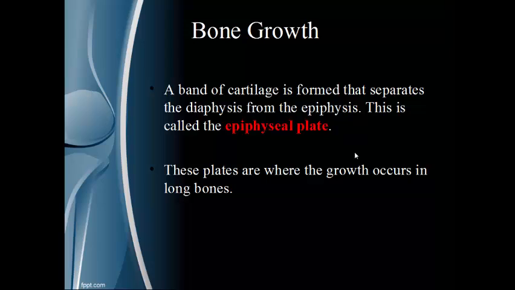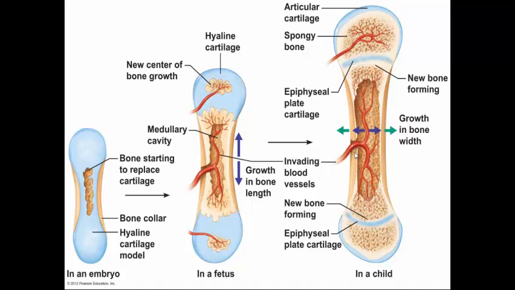There's a band of cartilage that's formed that separates the shaft of the long bone from the end, or the epiphysis of that long bone, and this space is called the epiphyseal plate. This is where growth occurs in long bone. This is how limbs get longer. This is how you get taller up to a certain age. And this is how that would work.